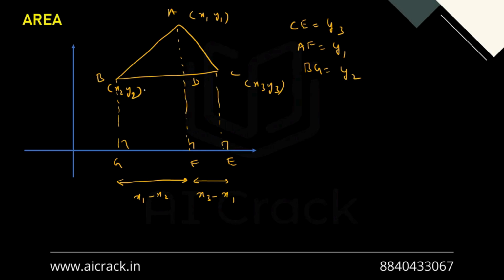Now what I'll be doing, I'll try to find out the area of this triangle with the help of trapeziums. So the area of the entire figure can be written as the area of trapezium ABGF plus trapezium AFEC, sorry, AFEC and ABGF. This is the entire area.